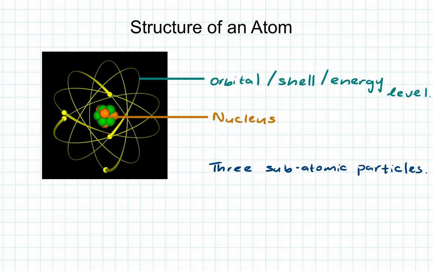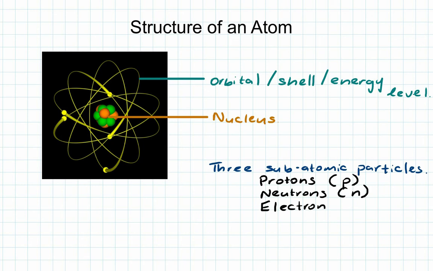So an atom consists of a group of subatomic particles known as protons, which is represented by the letter P. The next set of subatomic particles are known as neutrons, which is represented by the letter N. And the last type of subatomic particles are known as electrons, which is represented by the letter E. So these are the three different types of subatomic particles: protons, neutrons, and electrons.